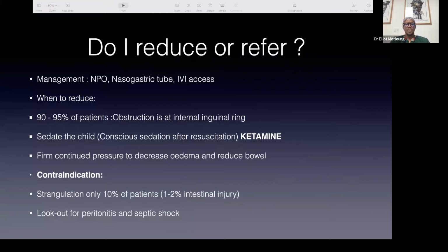Contraindication is strangulation, which is only 10% of the patients. And out of those who are strangulated, we only find 1 to 2% of them having intestinal injury. So it is not a catastrophe as it may be in adults. And look out for peritonitis and septic shock. Those patients most likely have strangulation.